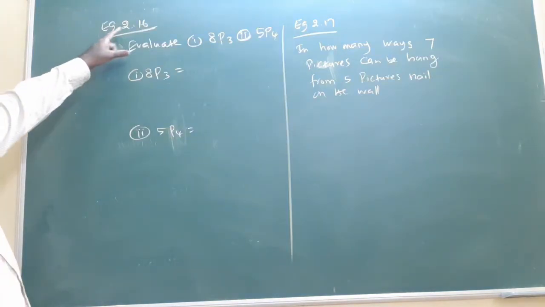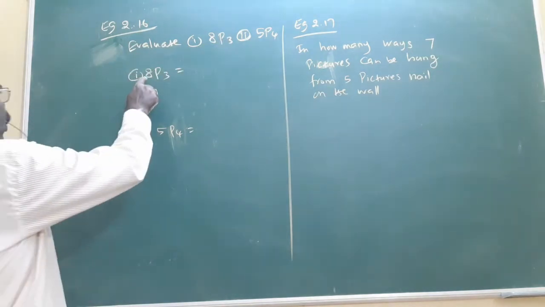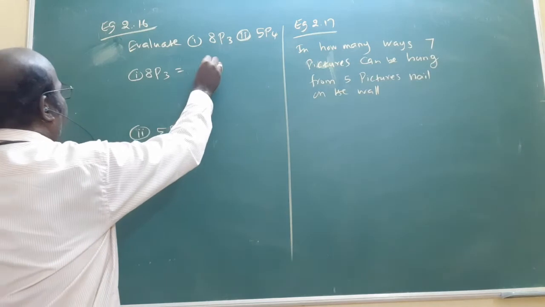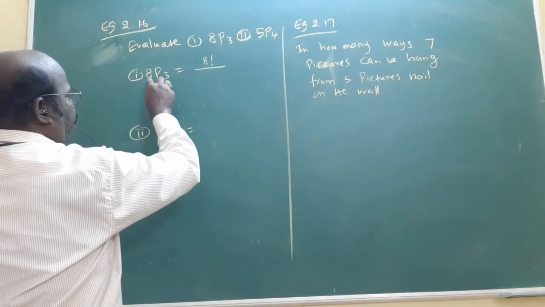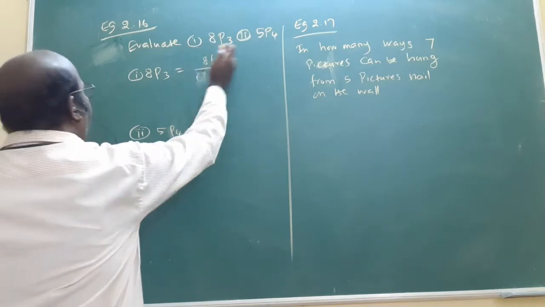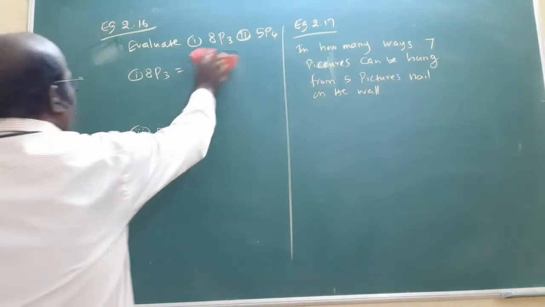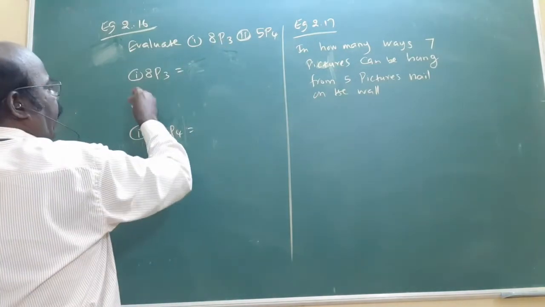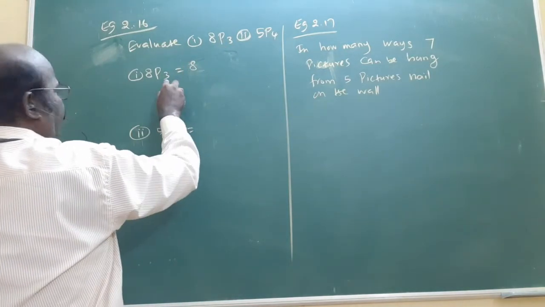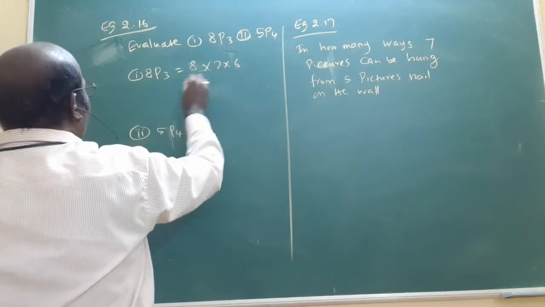Now example 2.16 says evaluate 8P3, 5P4. What I told you, 8P3 means one formula is what? 8 factorial by (8 minus 3) factorial after simplifying. This is one method. But another formula, easy formula, is that the answer starts with 8. 8 first of all, you know, 8. What is the number here? 3. That means you want to write 3 numbers. 8 into 7 into 6, multiply, that is the answer.